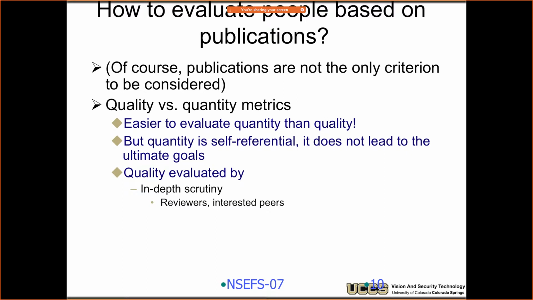So when you want to look at people, and similarly, when people look at you, how do people evaluate people based on their publications? Of course, publications are not the only criteria to be considered. When we're looking at people for hiring, publications are not the only thing we look at, but they're among the most important things we look at. There are a few other things we look at. But if they don't have the publications, nothing else matters. So I would consider publications to be: if you have this, you're in the ballpark, and now we'll look at a whole bunch of other things.